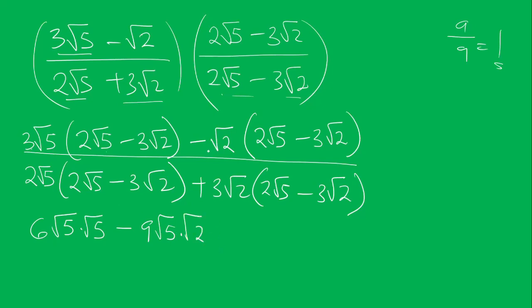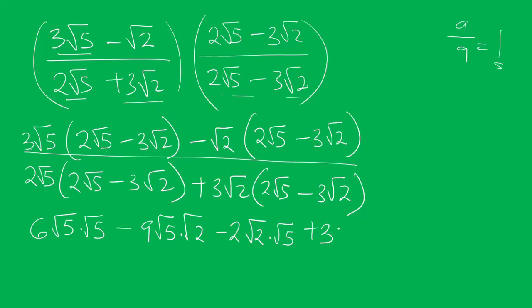Now minus root 2 times 2 root 5. So now you will have minus, these two will come first, then you have root 2 times root 5. Then we use minus root 2 times minus 3 root 2. So minus 1 times minus 3 will give you plus 3.